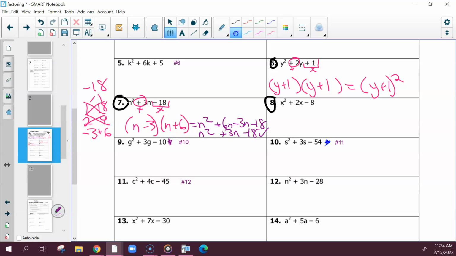Had we put negative 6 and positive 3, we would have got the wrong answer. We would have got negative 3n instead of positive 3n. So if we have a positive, our two factors should be positive. If we have a positive, negative, one of our factors is going to be negative, and the smaller number of the two is going to be the one that's negative.